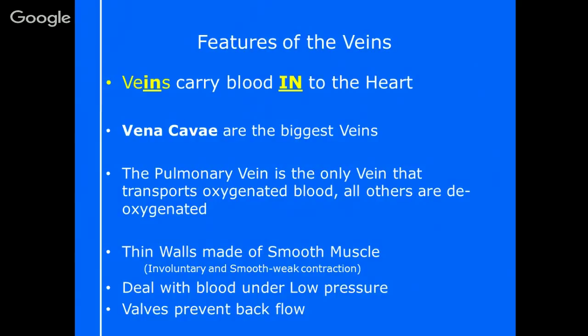Now, veins have really thin walls, and that's because they have really low pressure of blood going through them. Remember, it's only on its way into the heart, so it's having to return. It's made of smooth muscle again, which is exactly the same as the arteries. It's involuntary, and it's a weak undulating contraction.